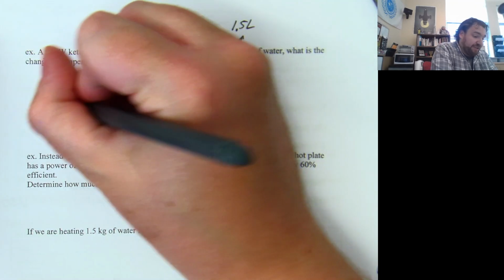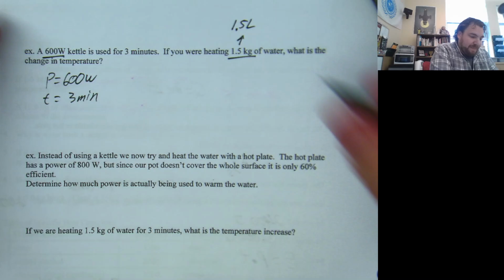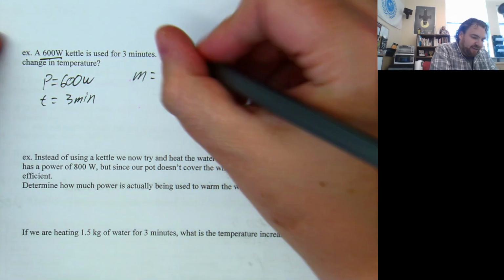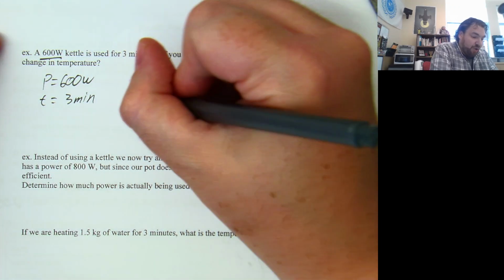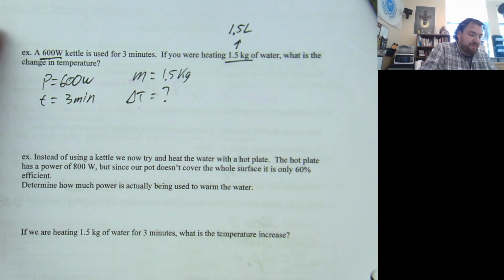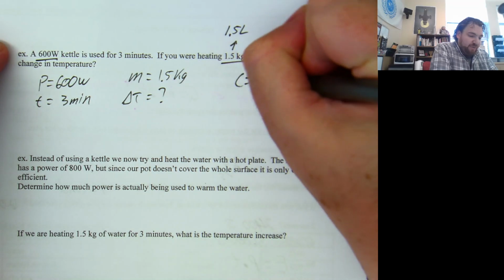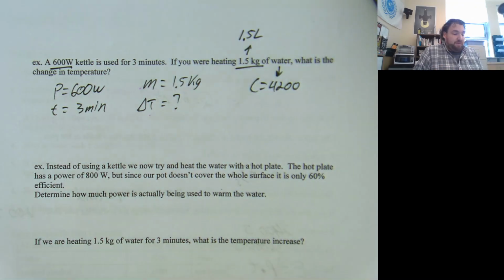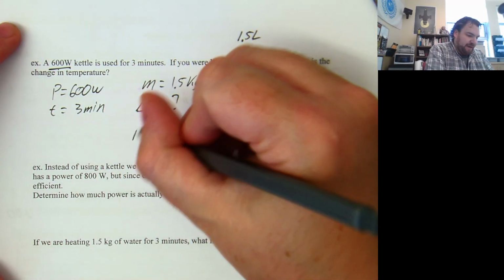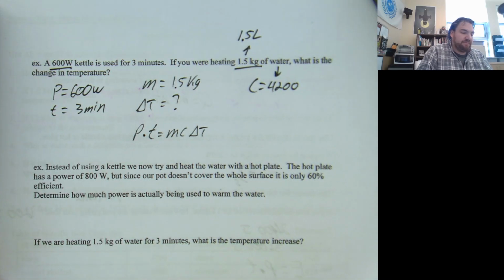The time we're using this for is 3 minutes. The mass of the water that we're heating is 1.5 kilograms. And we want to know what the change in temperature is. And this thing is water. Water has a C value of 4,200. What we can do is we can take these things, we can slap them together and say, okay, well, power times time equals mc delta T.